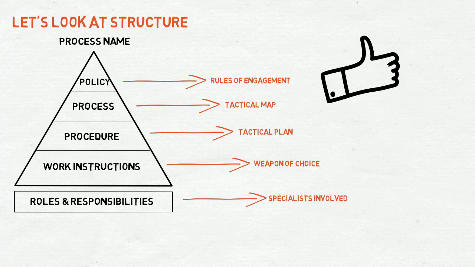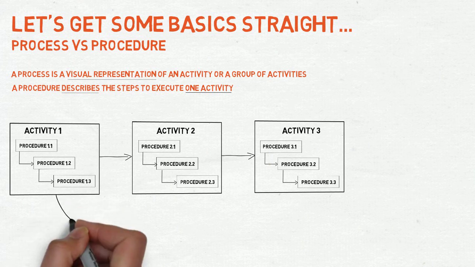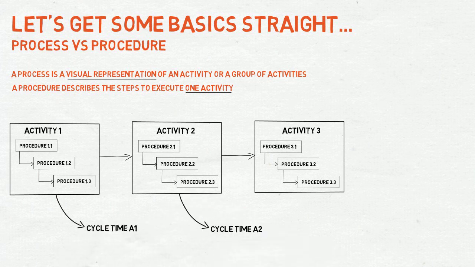Now that we got that squared away as well, let's go back to our overly simplified process diagram that was drawn earlier. One of the many valuable uses of such an approach is to have the ability to obtain something called cycle time. Since we have 3 activities depicted here, we can practically measure the cycle time for activity 1, the cycle time for activity 2, and finally the cycle time for activity 3 by measuring how long it takes to complete each procedure within each activity.